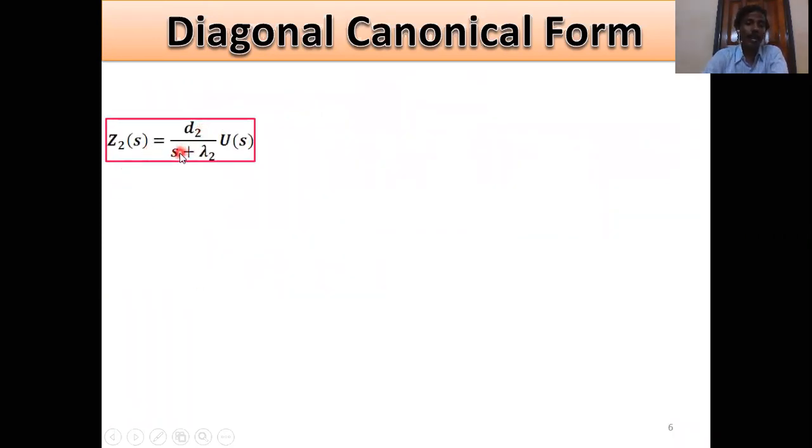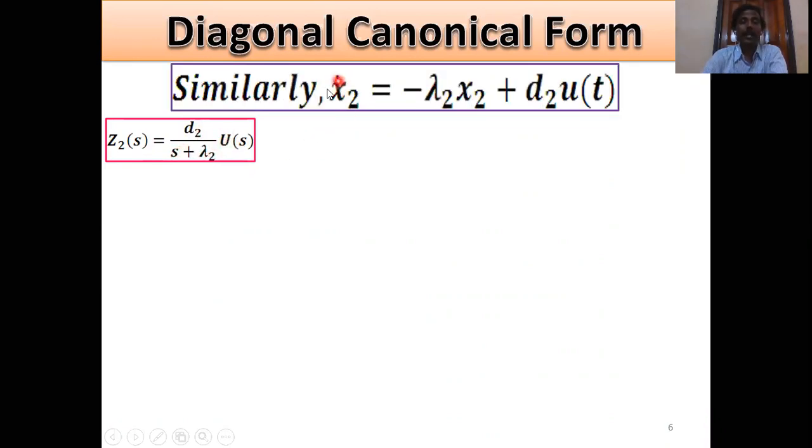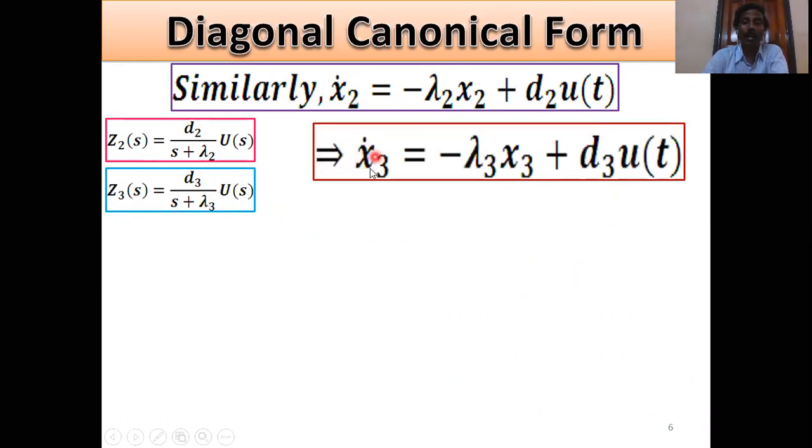So x1 dot equals minus lambda 1 x1 plus d1 into u(t), and next Z2(s) equals d2 by (s plus lambda 2) into U(s). Similarly, x2 dot equals what? x2 dot equals minus lambda 2 x2 plus d2 into u(t). Again similarly, Z3(s) equals d3 into U(s) by (s plus lambda 3), equivalent to x3 dot. x3 dot equals what? Just put here lambda 3, x3 and d3. So minus lambda 3 x3 plus d3 into u(t).